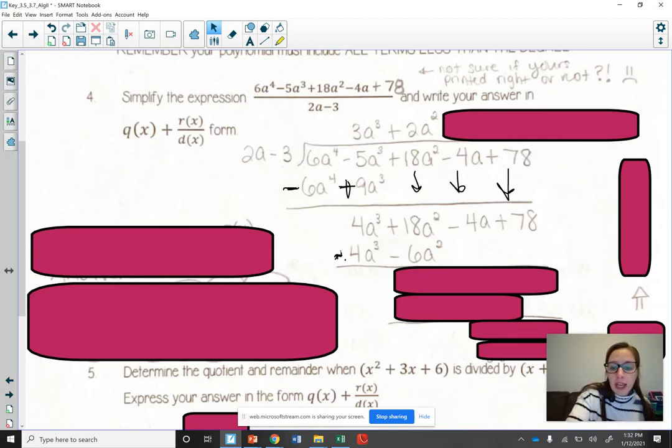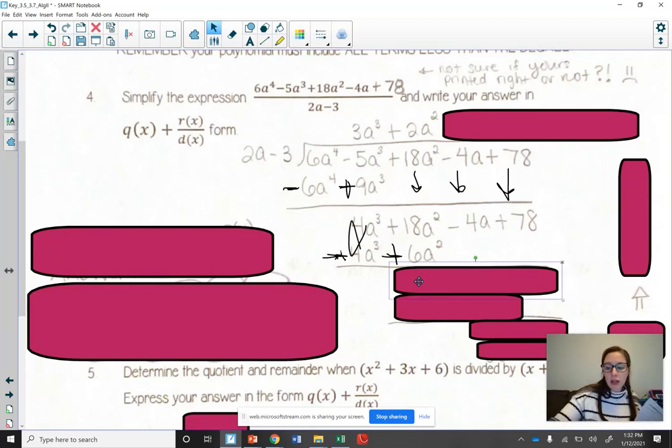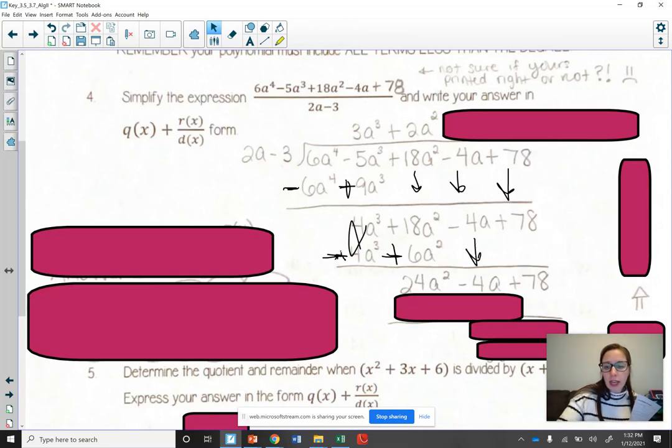Change both of the signs. Subtract the 4a to the 3rd. You're subtracting a 6a squared that's already being subtracted, and minus a minus changes to plus. So you change both of the signs. Those cancel, and that adds now to 24a squared. Bring down the minus 4a, bring down the plus 78.